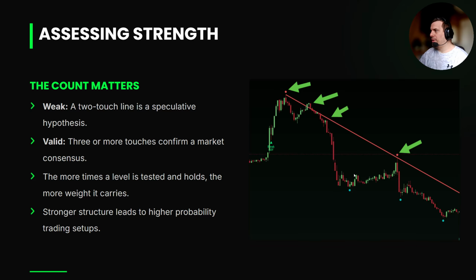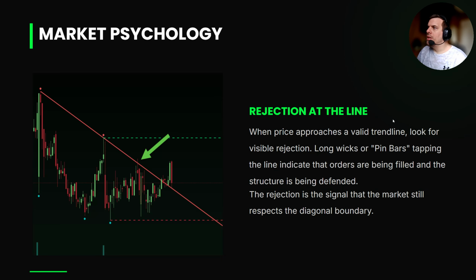You can see a nice little trend line drawn right there. As soon as it touched, it continues to respect this line. Once it continues to respect it, you see a lot of stuff happening, whether it's a wick, a bounce, or a really solid breakout. So there's a psychology behind it. Rejection at the line: when price approaches a valid trend line, look for a visible rejection. Long wicks or pin bars tapping the line indicate that the orders are being filled and the structure is being defended. The rejection is a signal that the market still respects it.